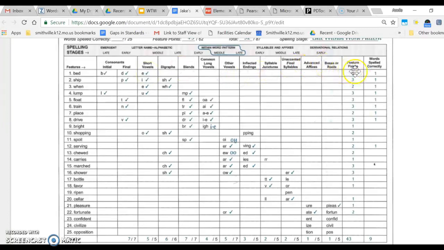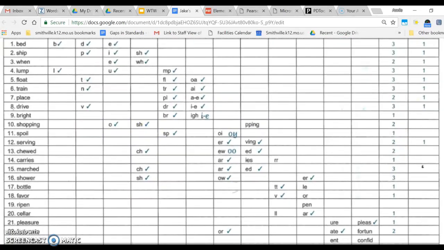That's why they have a 3 right there. Let's go down to the word bright. Since they misspelled that one, they got BR correct, but not the IGH. So 2 possible features there, but they only got 1 correct. So you'll see a 1 reflected in that column to the right.